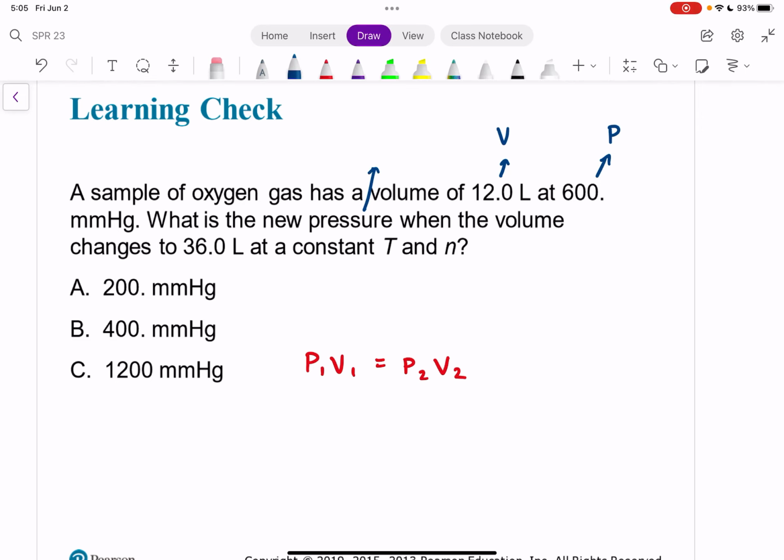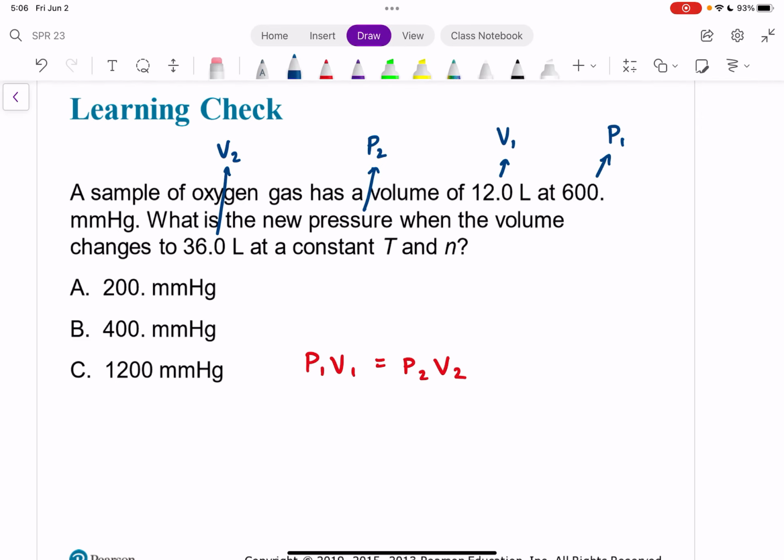So let's go ahead and start labeling these 1 and 2. My initial volume, I'll call V1. My initial pressure, I'll call P1. And my new pressure, I'll go ahead and call P2. It says, what is the new pressure when the volume changes? So my final volume, I'll call V2, is 36.0 liters.